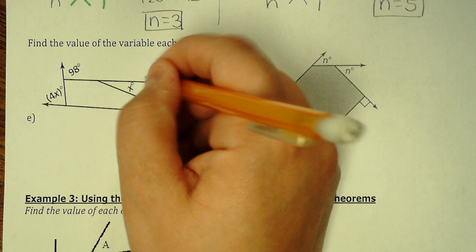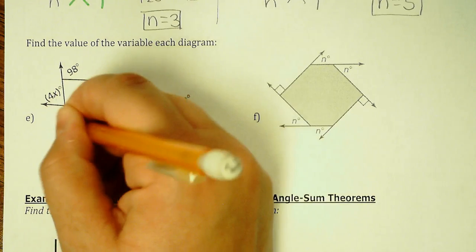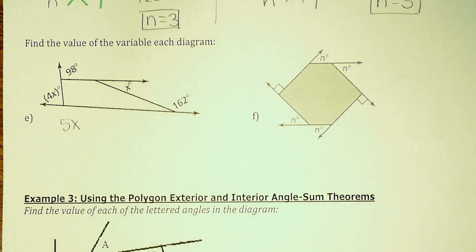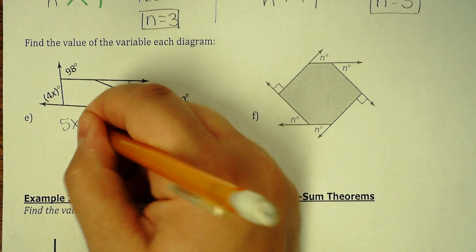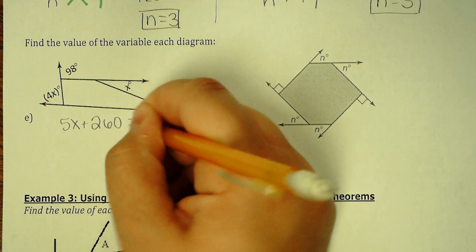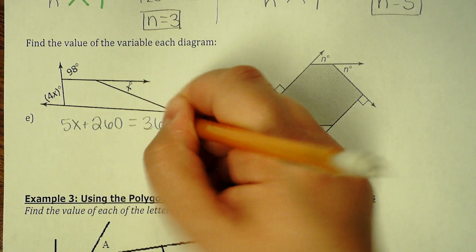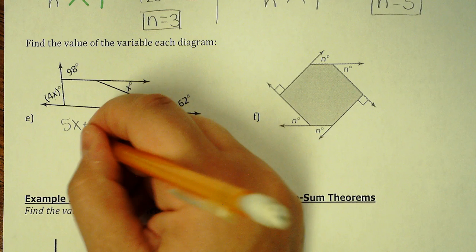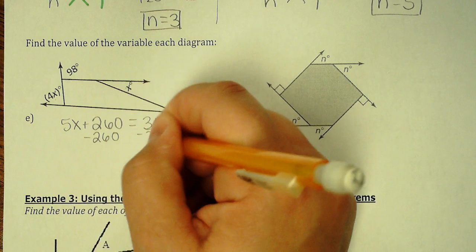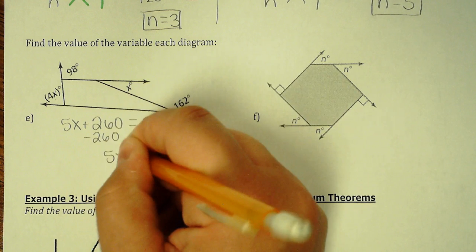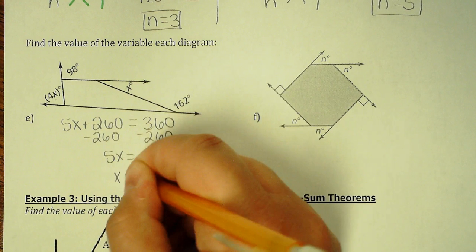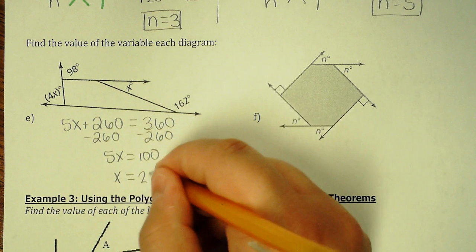So there's 4 x's here, 1 more here, so 5 total. And if I do 162 plus 98, that's 260. Now, all 4 of these exterior angles added up should add up to 360. So I'm just going to solve this equation. We're going to subtract 260 from both sides. And x is going to represent 20 here.